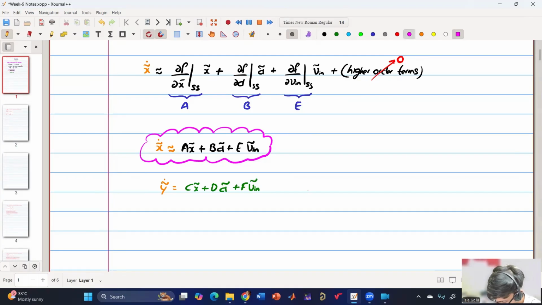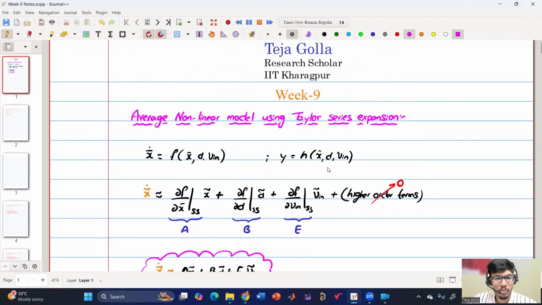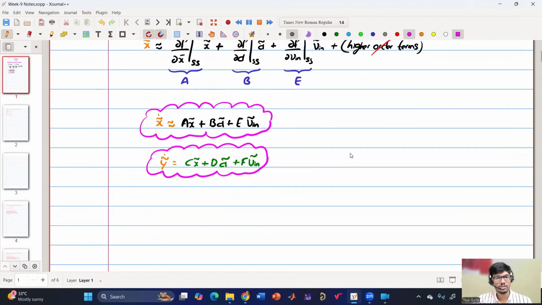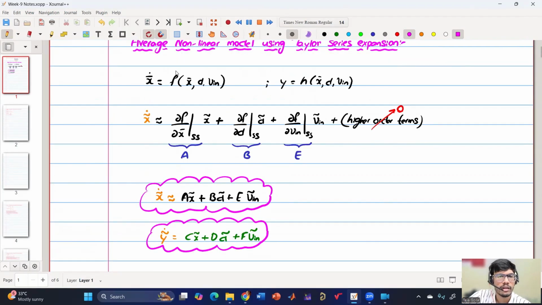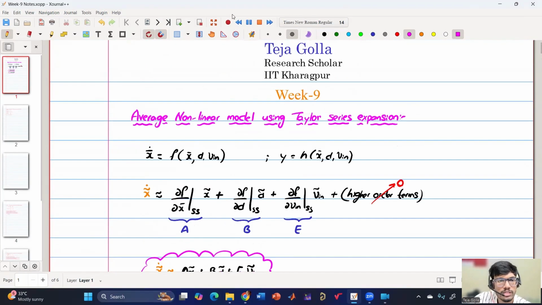So now we have two equations that we have obtained from the original nonlinear model after linearizing around the equilibrium point using the Taylor series expansion. Now we know that the given dynamics are a function of f as well as a function of h.